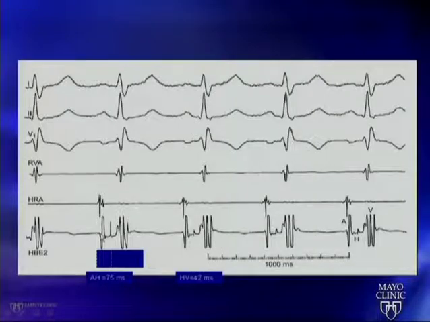Then we can measure some intervals. From this atrial electrogram down to the His is the AH interval, and this is a reflection of how much time it's taking to go through the AV node. From the time you get the His bundle electrogram to the start of ventricular activation, that would be the HV interval, and that's a reflection of time to go down the bundles, right and left bundle, and get out into the ventricular myocardium.